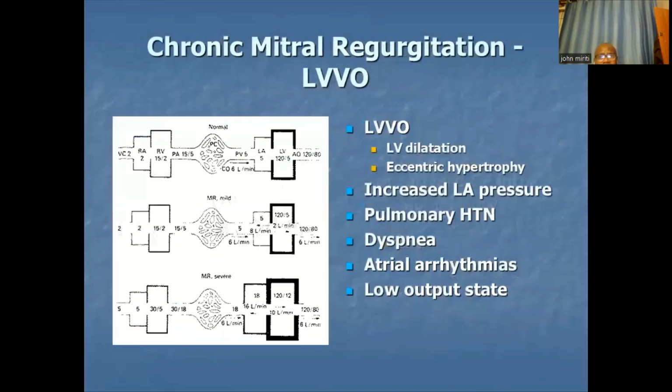So let us look at chronic mitral regurgitation. Left ventricular volume overload is associated with left ventricle dilatation and eccentric hypertrophy. Increased left atrium pressure, pulmonary hypertension, dyspnea, atrial arrhythmias, and a low output state are a result of chronic mitral regurgitation.